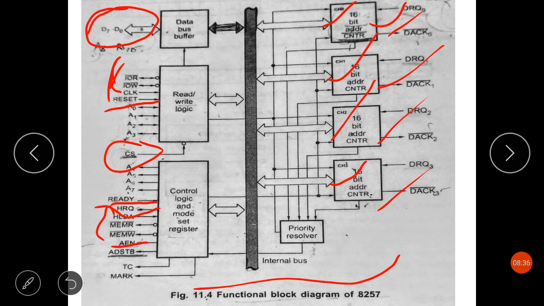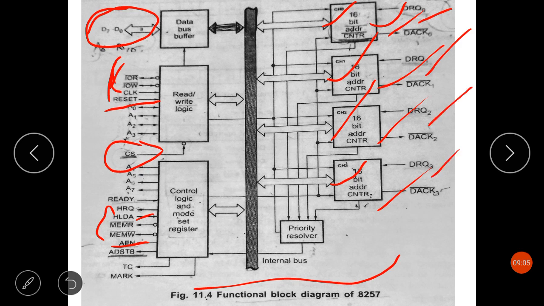Then we have hold acknowledgement, that is the HLDA signal. This active high hold acknowledge from the CPU indicates that the CPU has released control of the system bus. Then we have DRQ0, DRQ1, DRQ2 and DRQ3.